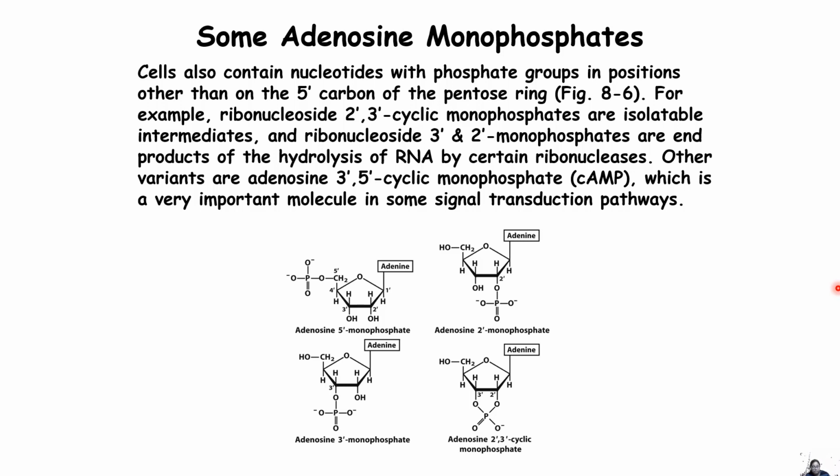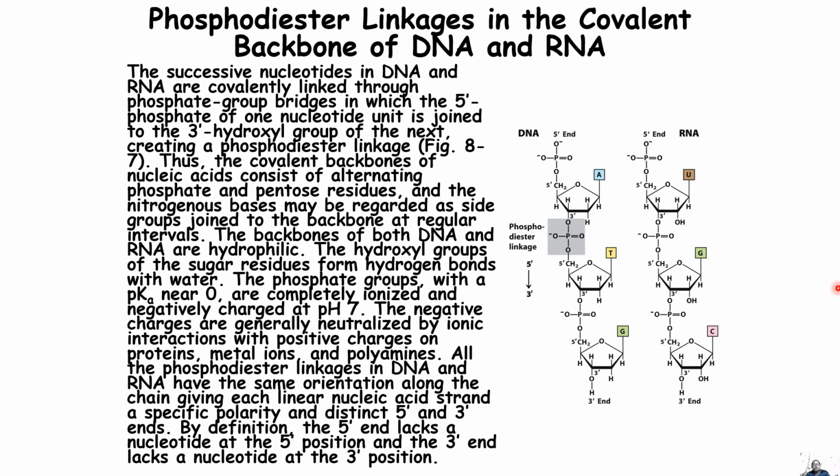Now, what are the phosphodiester linkages in the covalent backbone of DNA and RNA? The successive nucleotides in DNA and RNA are covalently linked through phosphate group bridges in which the 5' phosphate of one nucleotide unit is joined to the 3' hydroxyl group of the next, creating a phosphodiester linkage. So the covalent backbones of nucleic acids consist of alternating phosphate and pentose residues, and the nitrogenous bases may be regarded as side groups joined to the backbone at regular intervals.